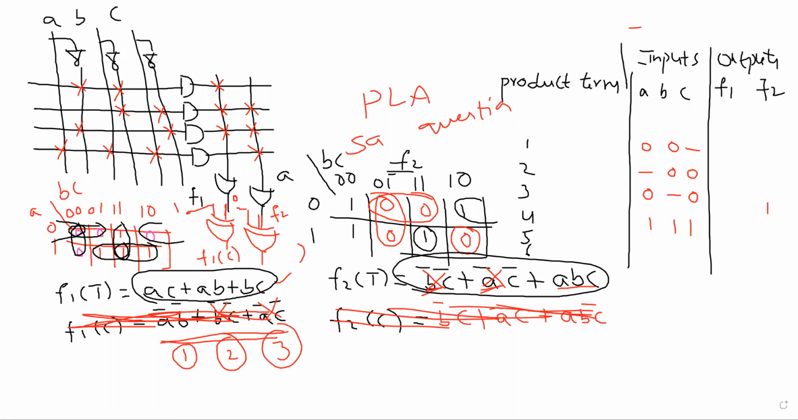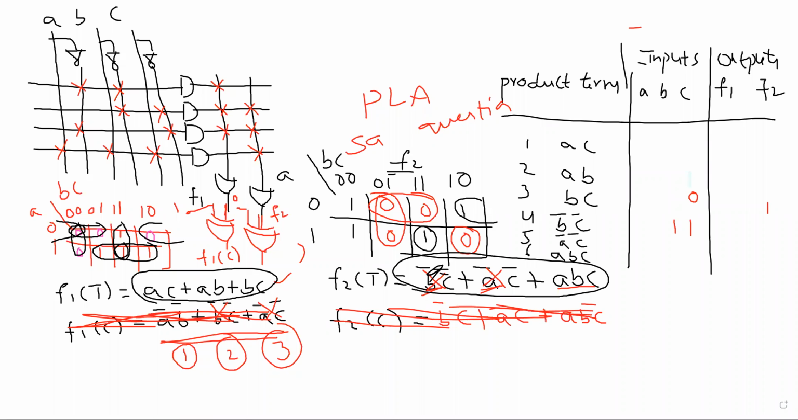Now what is the first product term? AC is the first product term. The second is AB. The third is BC. The fourth is B complement C complement. The fifth is A complement C complement, and finally the sixth is ABC. In this way you have to fill this. I hope you can fill this on your own. Somewhat quickly I can fill this.